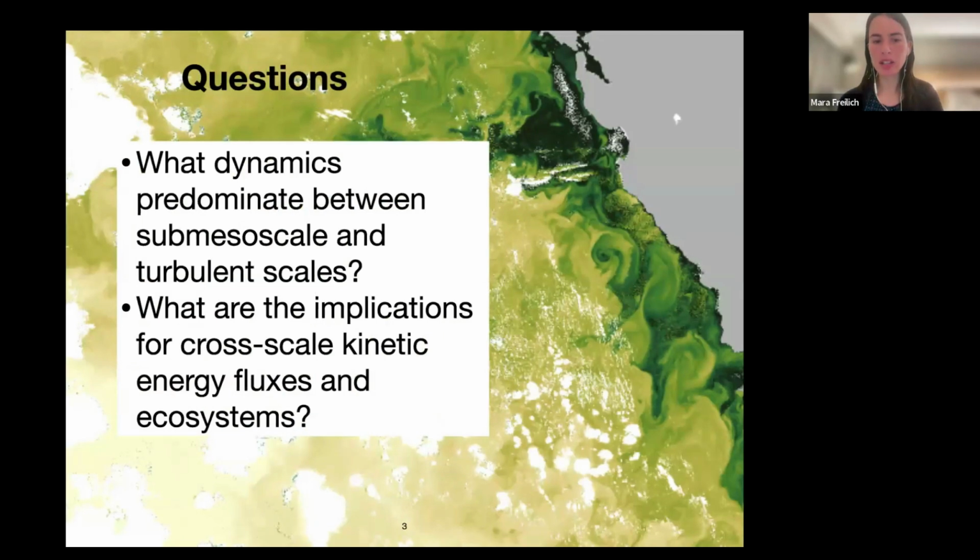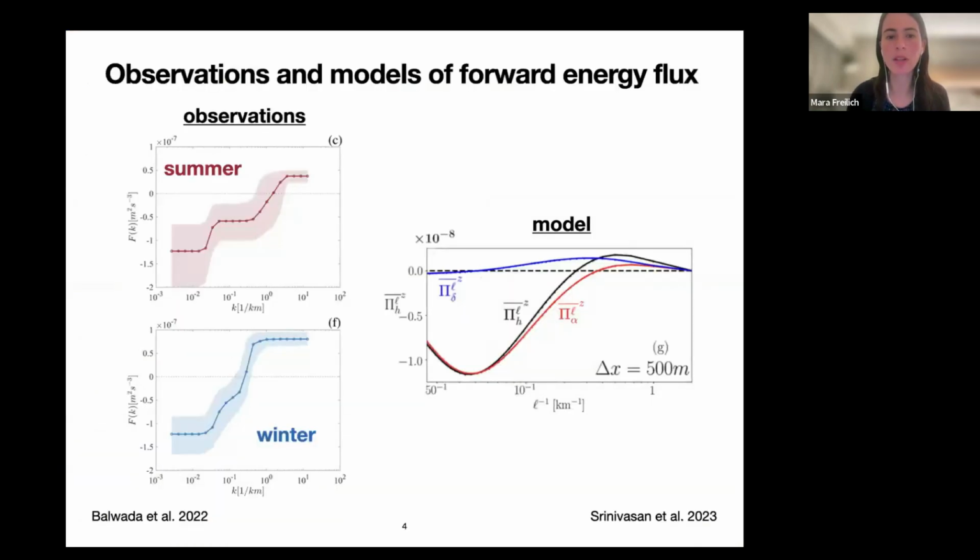And so today I'll talk about what are the dynamics that predominate at the submesoscale, so at the kilometer scale, and then what are the implications of these observations for cross-scale kinetic energy fluxes and for ecosystems. And so only very recently have we even had the ability to observe ocean currents at these submesoscales. And some of the questions that we're now able to answer have to do with energy cascades. And so they're in both observations and models.